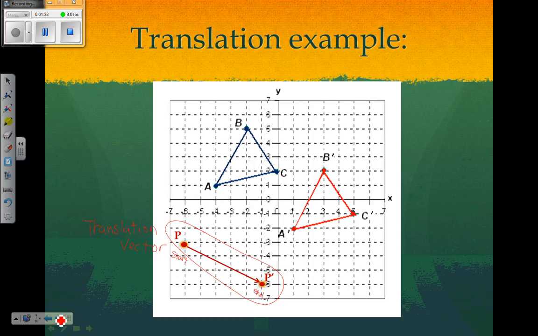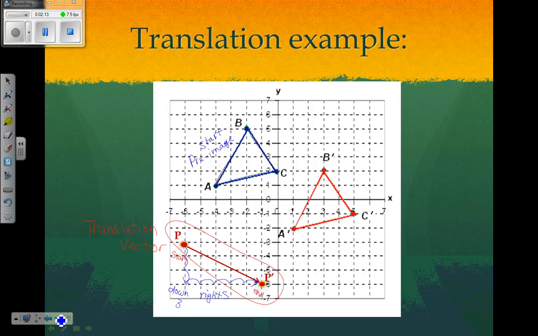So that means that the blue triangle, which is right here, I'm going to draw it in blue. This was where you started. We call that our pre-image. And we moved that blue triangle down 1, 2, 3. So down 3 and right 1, 2, 3, 4, 5 units. So down 3 units, right 5 units.